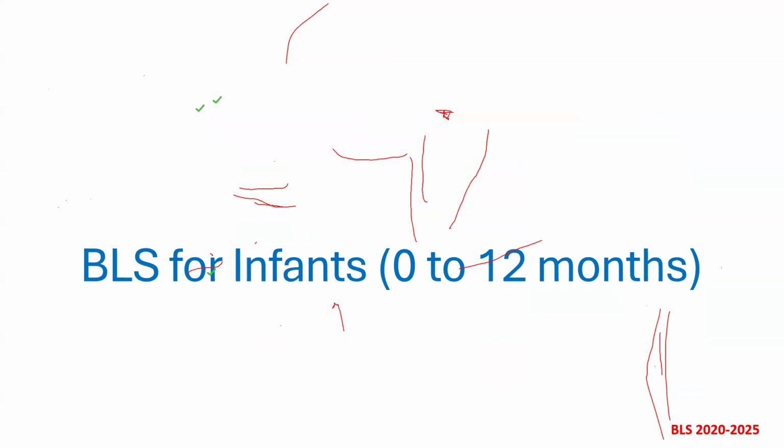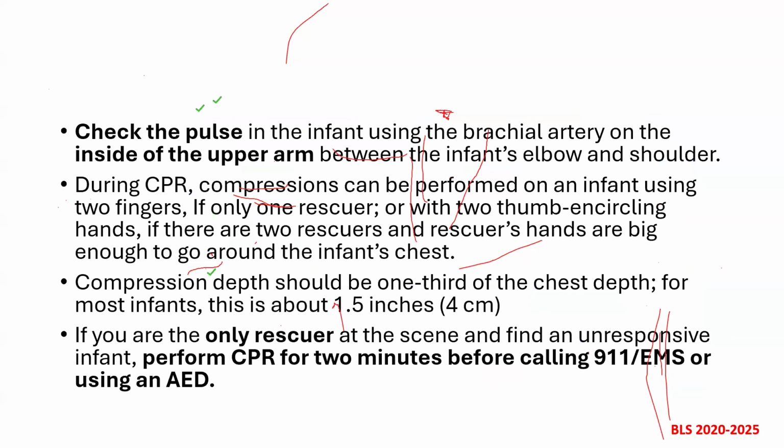BLS for infants 0 to 12 months. Check the pulse in the infants using the brachial artery on the inside of the upper arm between the infant's elbow and shoulder. This is very different from adults and children. Adults, carotid; in children, carotid and femoral. In infants 0 to 1 year, the first 12 months, the brachial artery inside the upper arm.